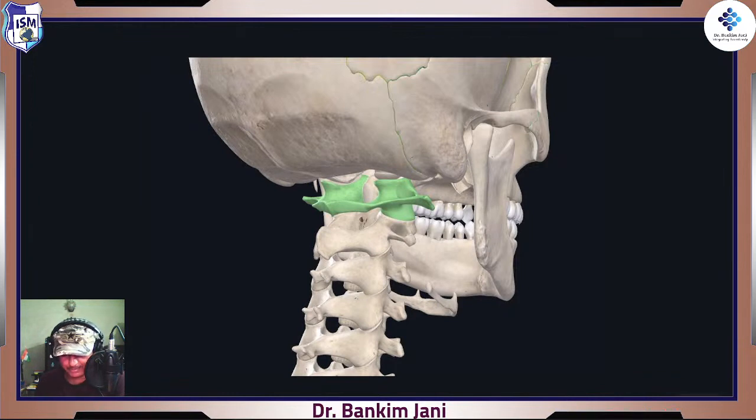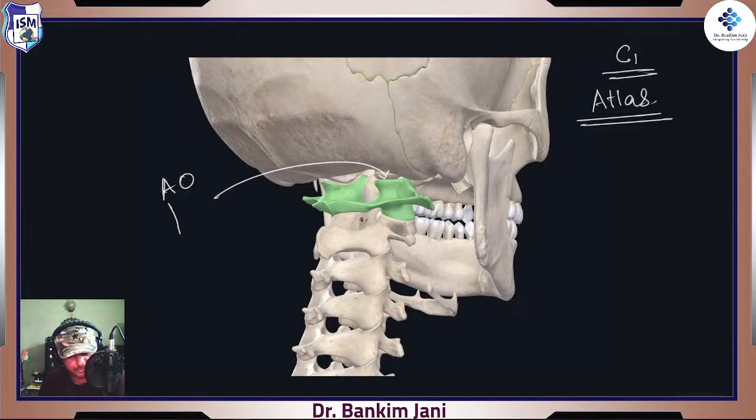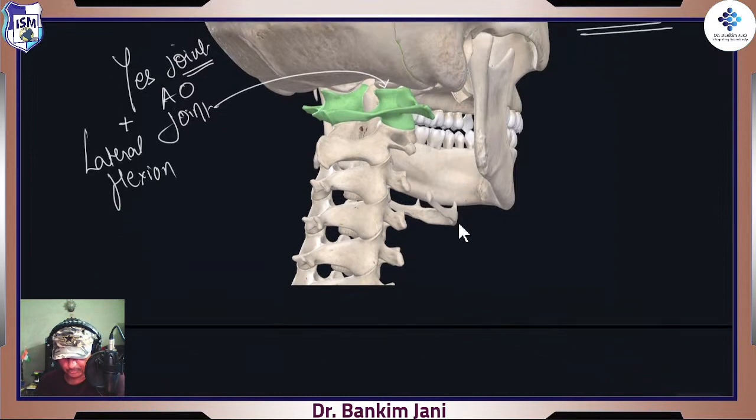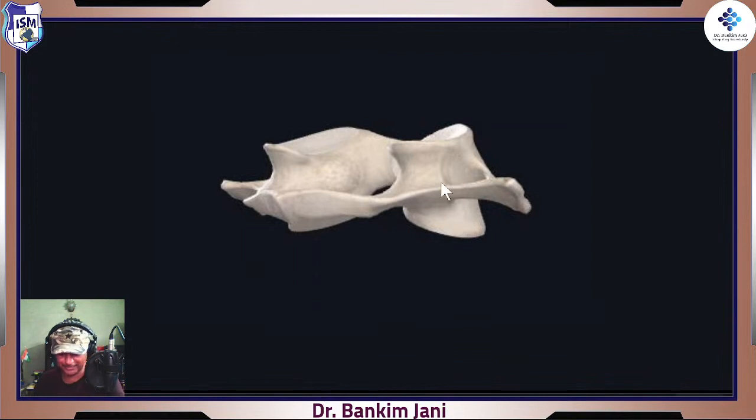Now let's welcome our first chief guest. This is C1, also called the atlas. This one would be the AO joint, the atlanto-occipital joint, and that is for flexion and extension, plus lateral flexion. And if we remove all the other bones and keep just this one, it looks like some bird is flying. So this is isolated C1.